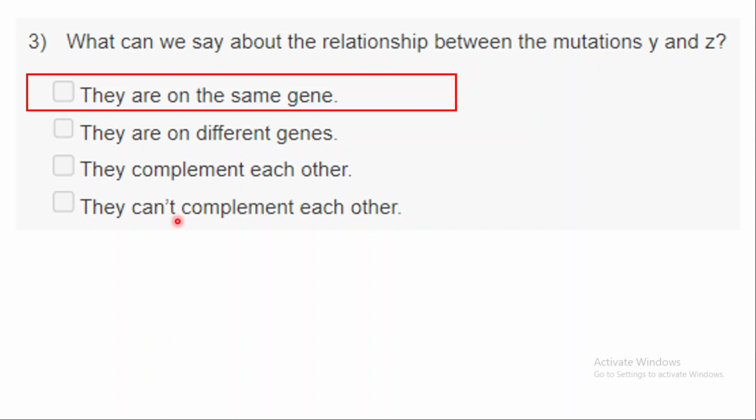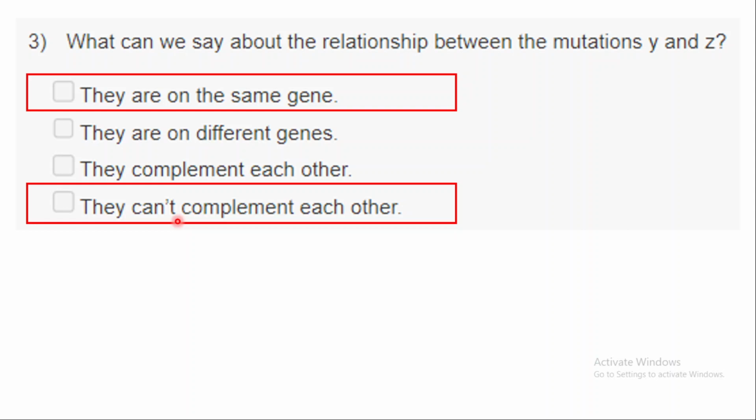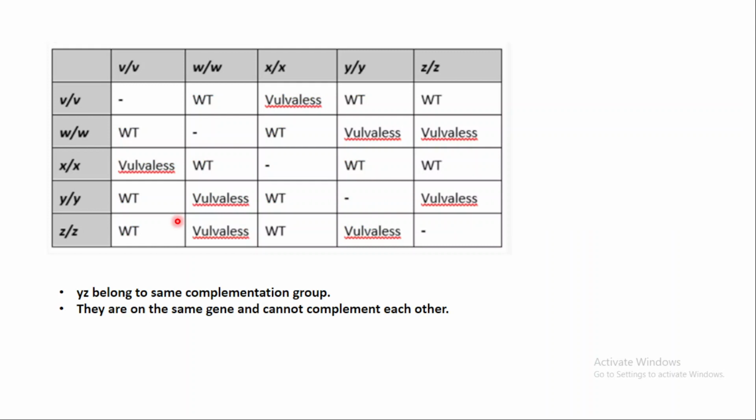The correct answer is they are on the same gene. Y and Z are mutations in the same gene because they belong to the single complementation group. That's what we learned, because Y and Z are still producing the vulvaless phenotype. Y and Z mutations are not able to complement each other. That means they might be mutations on the same gene which is getting dysfunctional, and they cannot complement each other. So the answer would be option 1 and option 4. This is the correct answer.